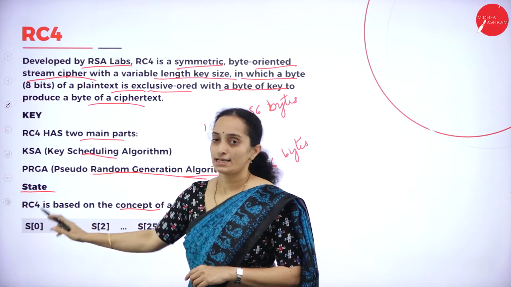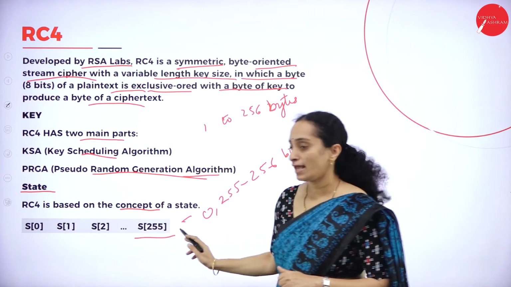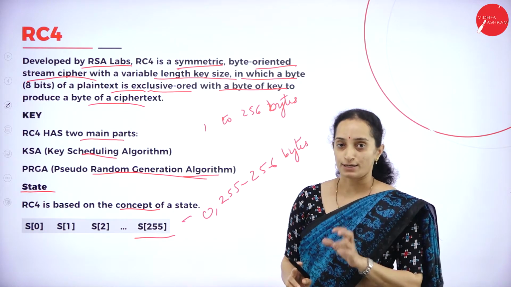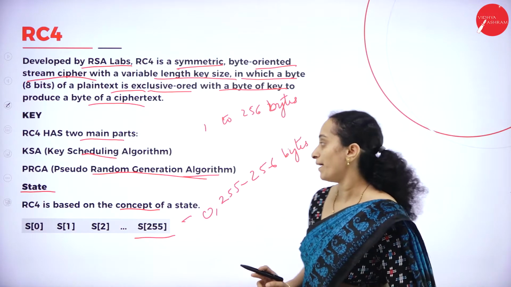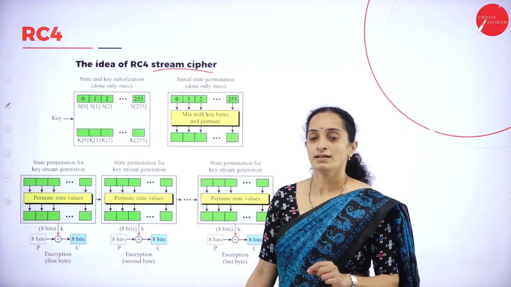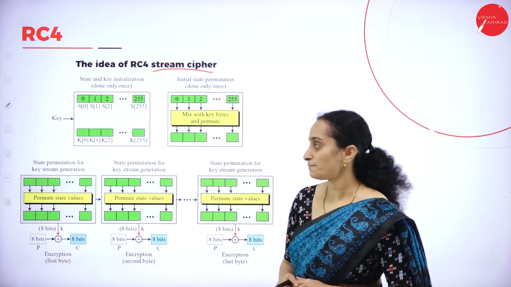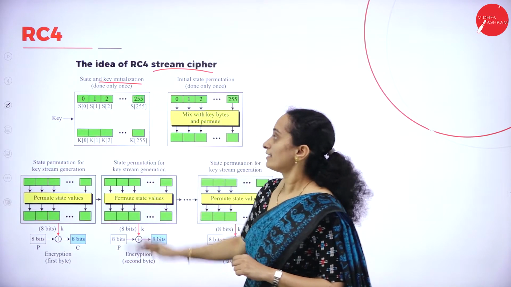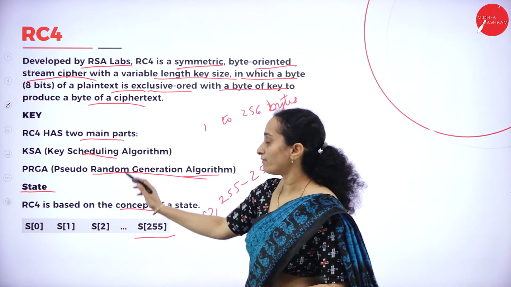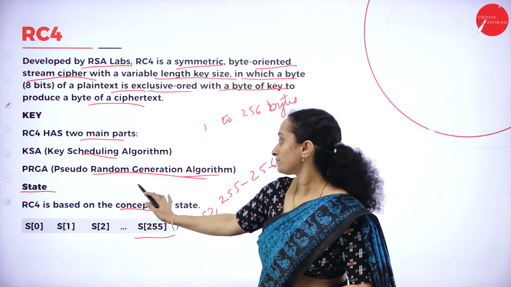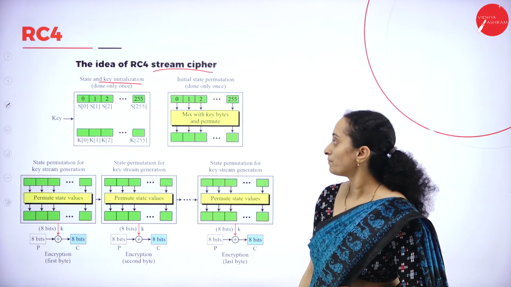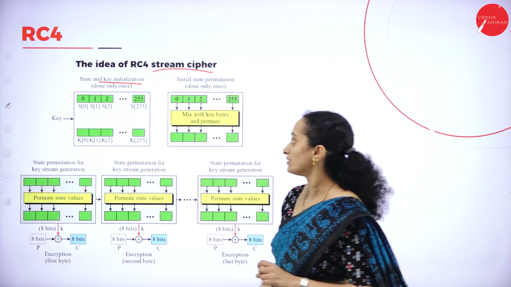Okay, for each byte of plain text, you can use any of the S0 to S255 set of bytes. You can randomly select the bytes. Here we have a diagrammatic representation of the stream cipher using the two algorithms. Here we have state and key initialization. The first algorithm is the key scheduling algorithm. Then we have the pseudo-random generation algorithm. Now we have the first step with the KSA, key set generation.